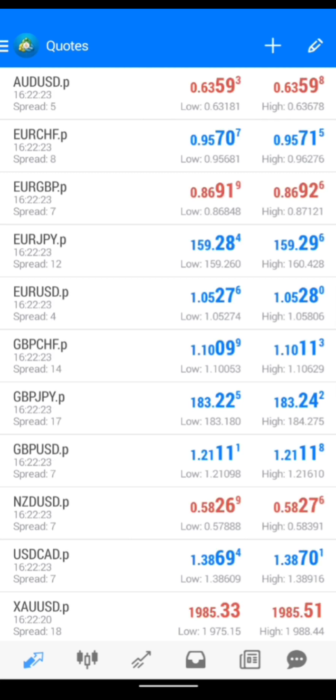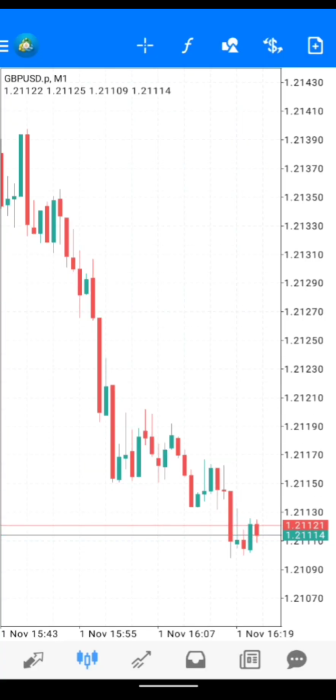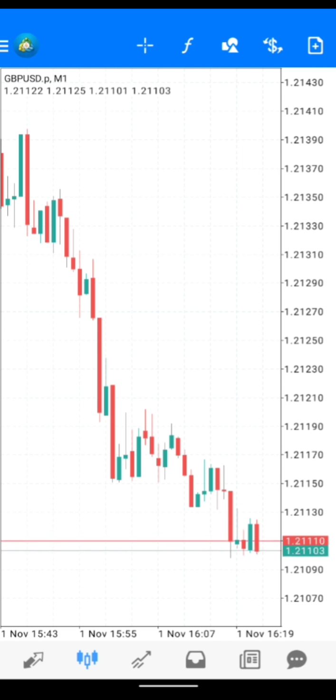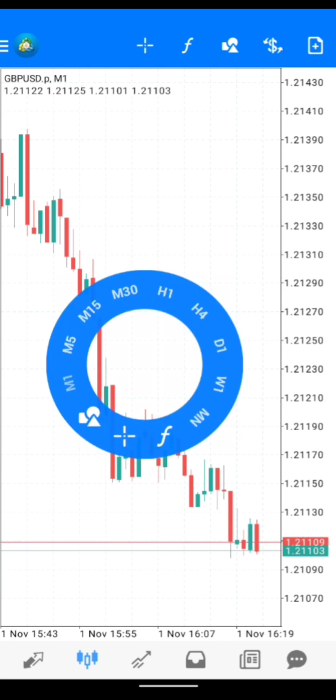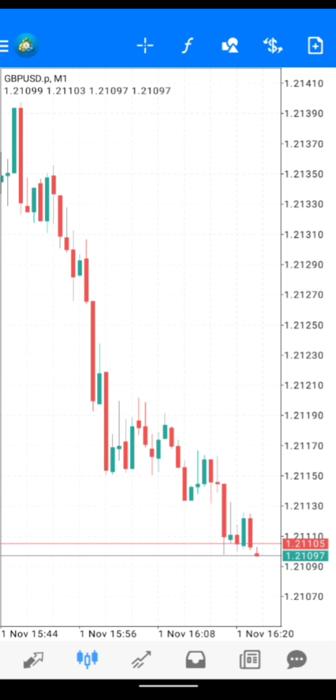We're going to the charts. Let's open the GBP USD chart. You just come here, you press and hold GBP USD. This is the mobile phone version. So you open chart. On these charts, you'll hear someone saying GBP USD M1 time frame or D1, so different time frames. When you click anywhere at the center of your chart, this pop-up will come up. This one shows you the time frames, and we have the time frames at the top here.